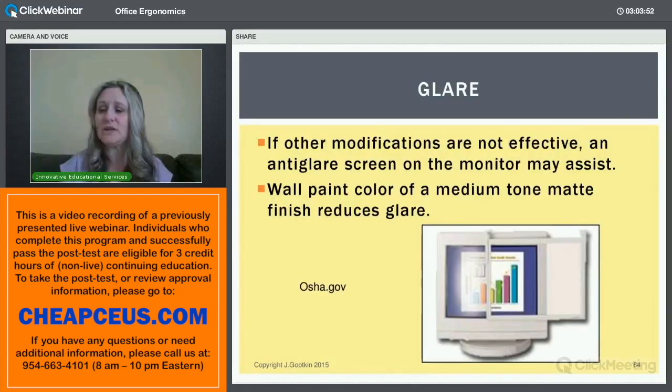Glare is something else that we said we're going to be cautious of. If nothing else works, paint color, as I mentioned, a medium tone, right?